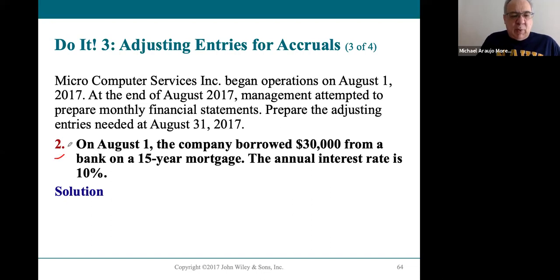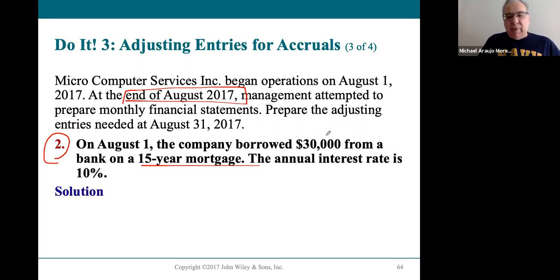This is usually the trickiest one, the whole interest thing. We don't care how long the mortgage is for. We don't care how long the loan is for. All we care about is, if we're only doing the books for August, what is the interest expense for that month?